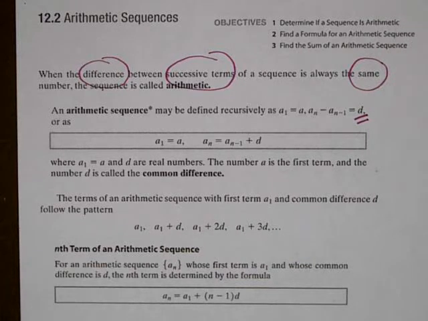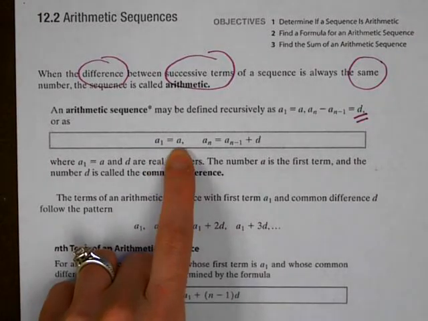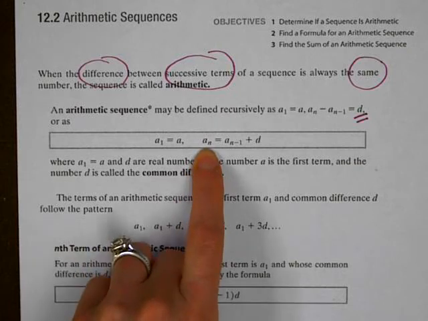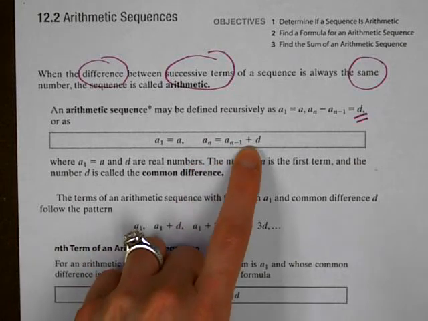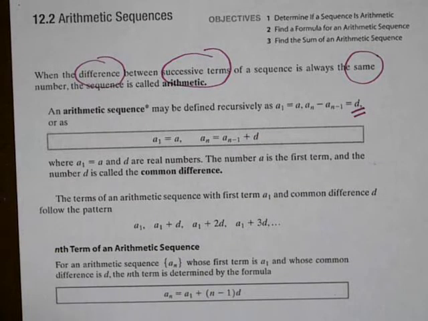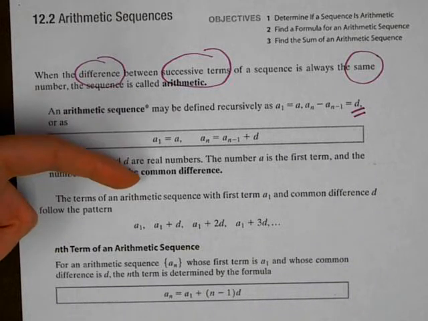Okay, so the way we define that is A sub 1, if we just call it A, then A sub n is going to be the previous term plus that D. That'll get you the next term. A sub 1 is the first term. D is called the common difference.